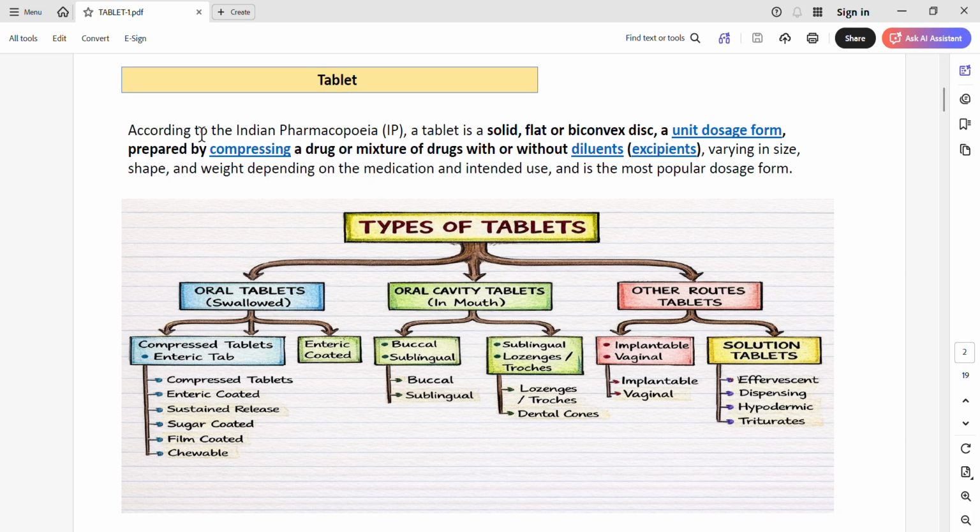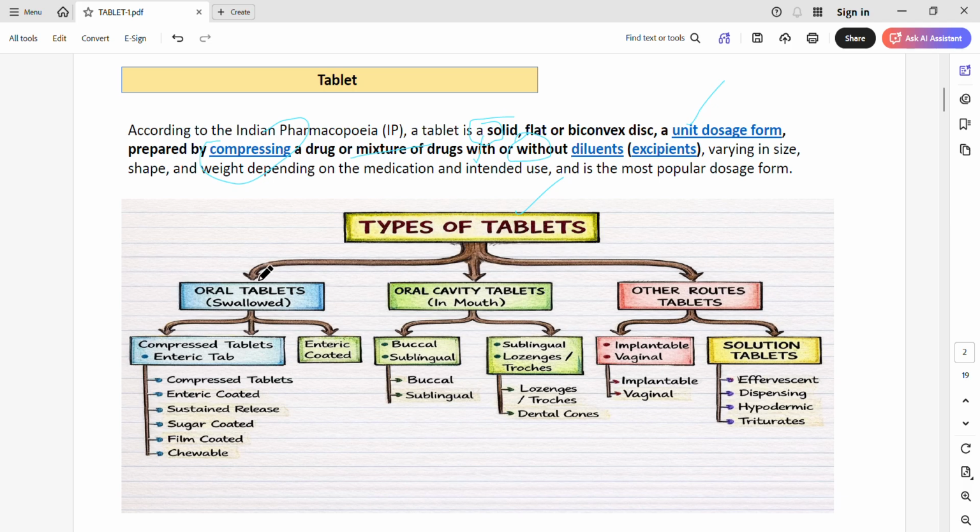According to Indian Pharmacopoeia, tablets are solid unit dosage forms prepared by compressing a mixture with or without excipients. Now let's discuss the types of tablets. There are different types of tablets.